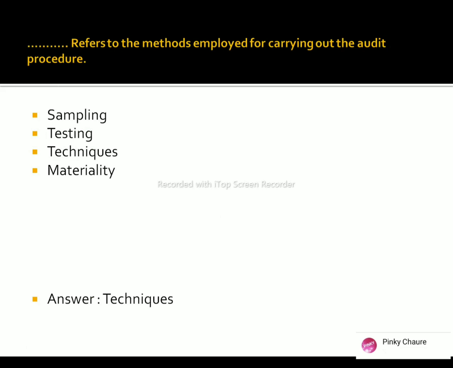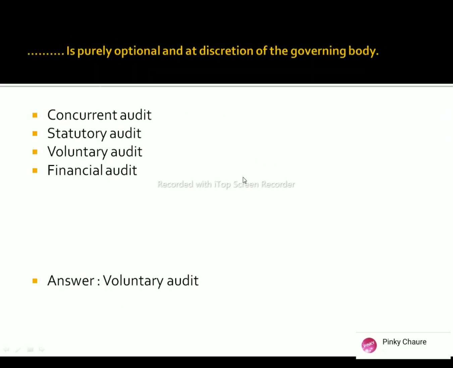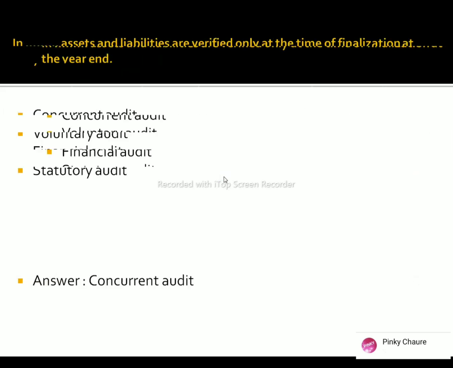Dash refers to the methods employed for carrying out the audit procedure. Option is sampling, testing, techniques, materiality. Answer is techniques. Dash is purely optional and at the discretion of the governing body. Option is concurrent audit, statutory audit, voluntary audit, financial audit. Answer is voluntary audit.